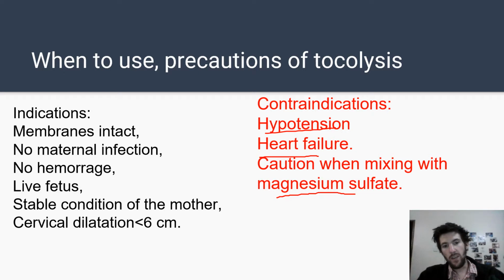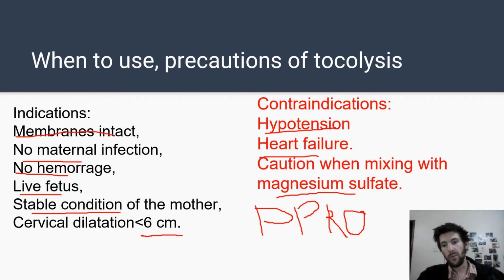And the indications: the membranes must be intact. So another contraindication is to have a preterm rupture of membranes. There must be no maternal infection. So if we have any sign of maternal infection, we also cannot give the tocolysis. There must be no hemorrhage. There must be a live fetus and a stable condition of the mother. And if the cervical dilatation is over 6, some other people say over 4, we cannot give the tocolysis because that labor has already started and is in the active phase, so it's inevitable. And the tocolysis is only harmful and doesn't have any benefit.